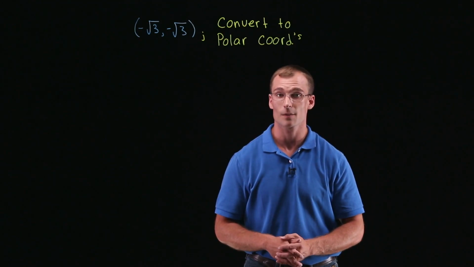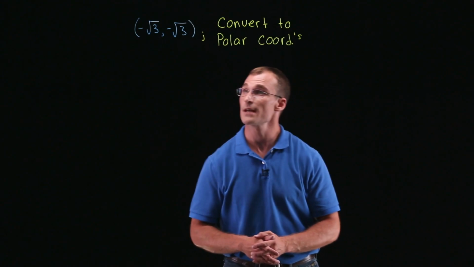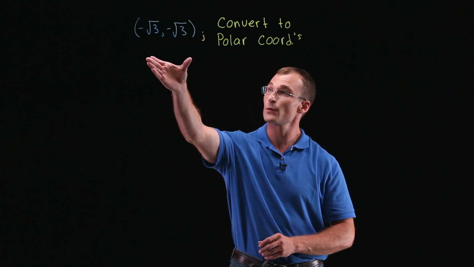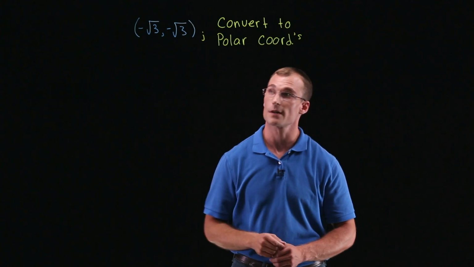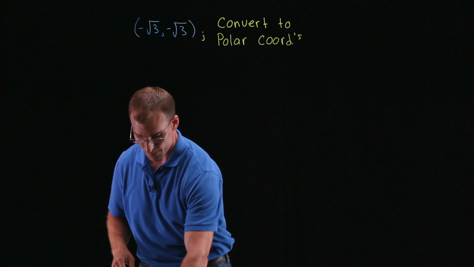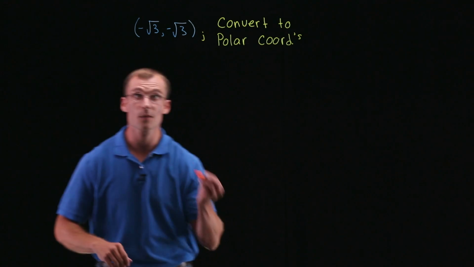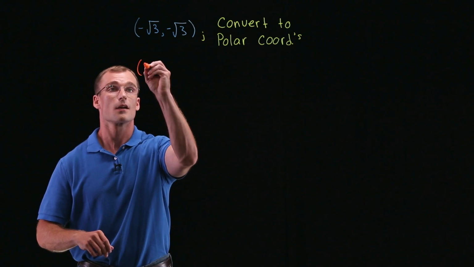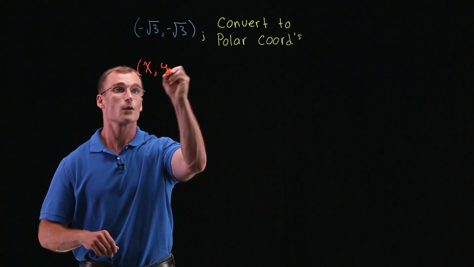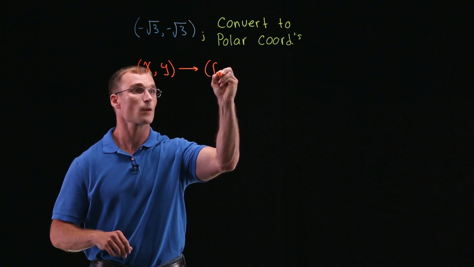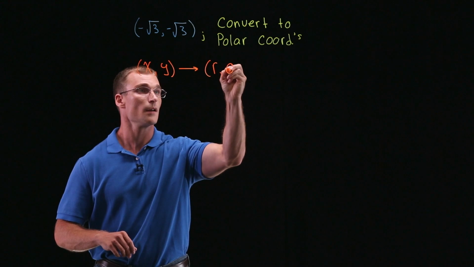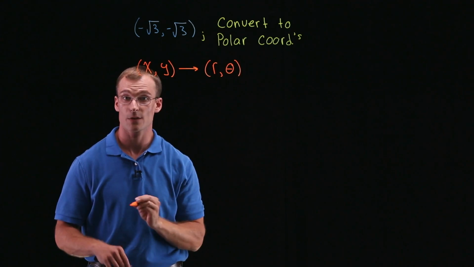Hello everybody, I'm Adam. In this problem, we have our point given in rectangular coordinates as negative root 3, negative root 3, and we want to convert that point into polar coordinates. So in converting, we want to take our point with coordinates x and y, and we want to convert that into polar form with coordinates, say, r and theta. And how can we do that?